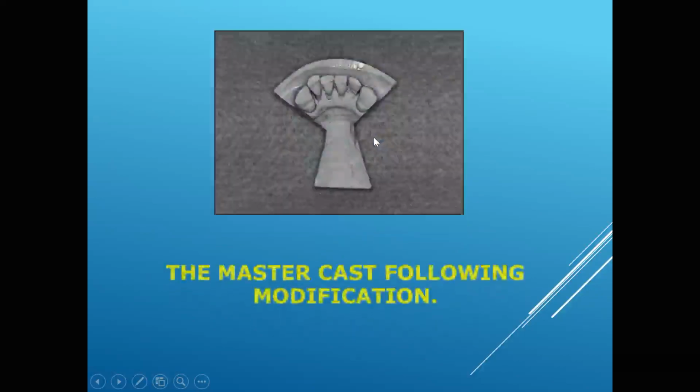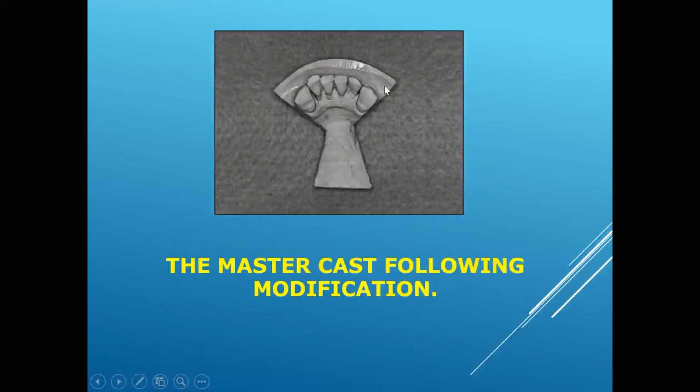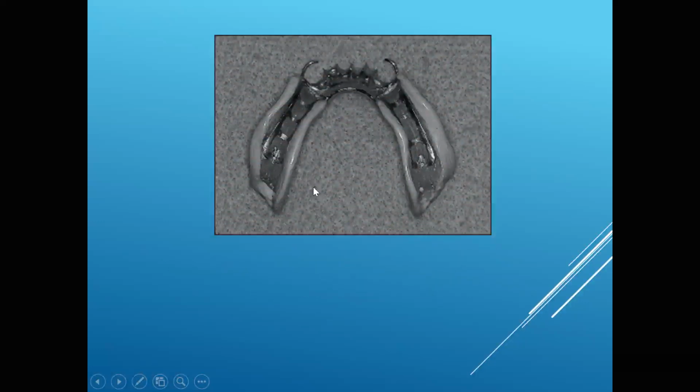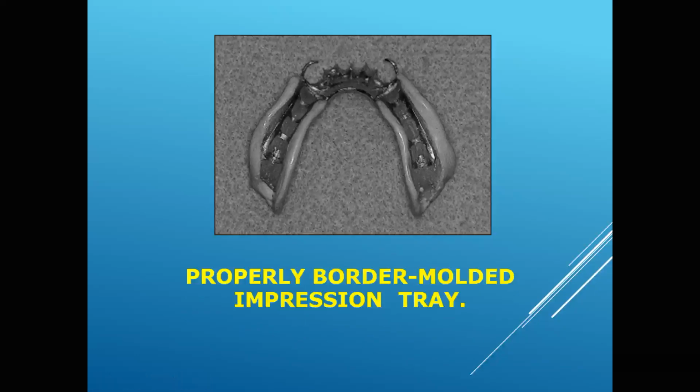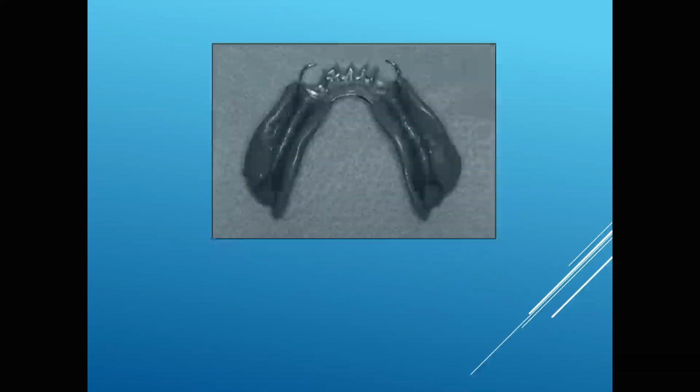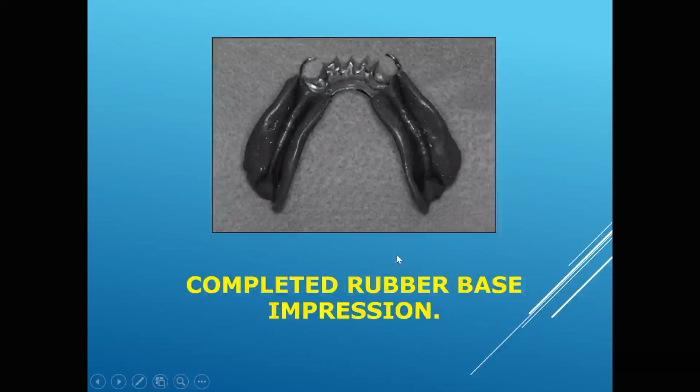Now, the master cast following the modification. So it has been carried out. Now, you see a properly bordered molded impression tray, so it's ready to take an impression now. Okay, now the rubber-based impression has been completed. It has been taken. Let's go back to our cast.